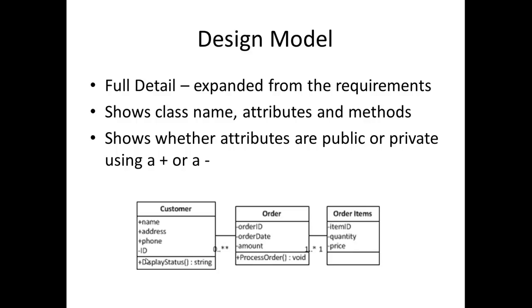At your design model, you'd also display your methods or operations. For instance, under customer, I've made a method called display status. It returns a string, and it's public because it has that plus there. And that's it.